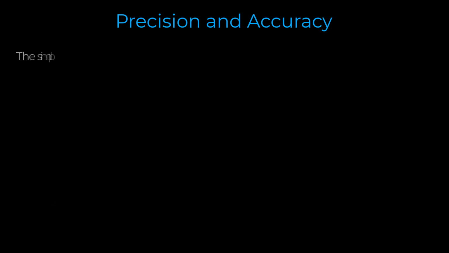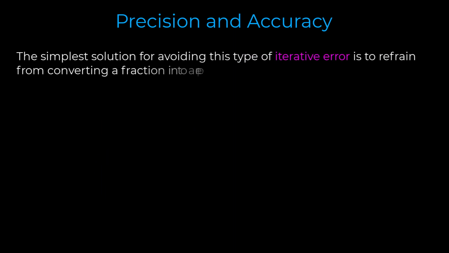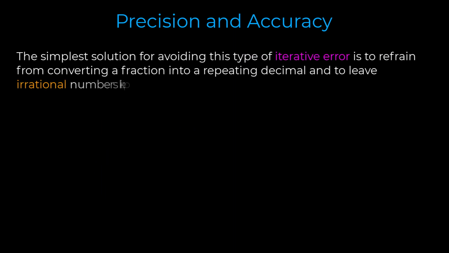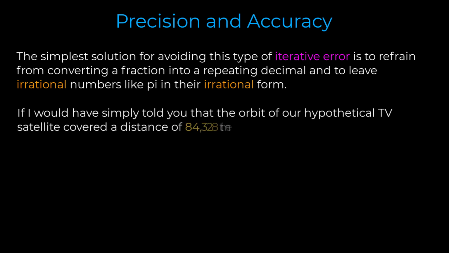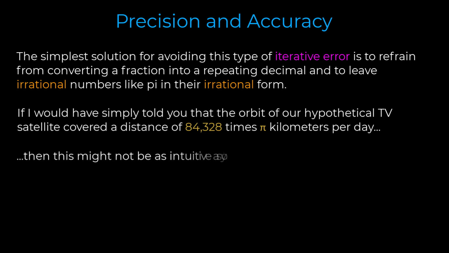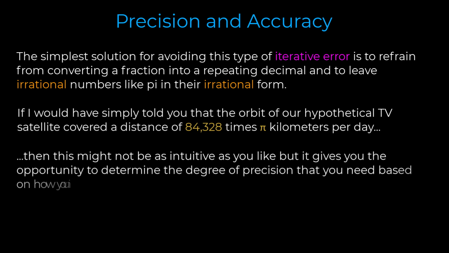The simplest solution for avoiding this type of iterative error is to refrain from converting a fraction into a repeating decimal and to leave irrational numbers like pi in their irrational form. If I would have simply told you that the orbit of our hypothetical TV satellite covered a distance of 84,328 times pi kilometers per day, then this might not be as intuitive as you like, but it gives you the opportunity to determine the degree of precision that you need based on how you intend to use the data.